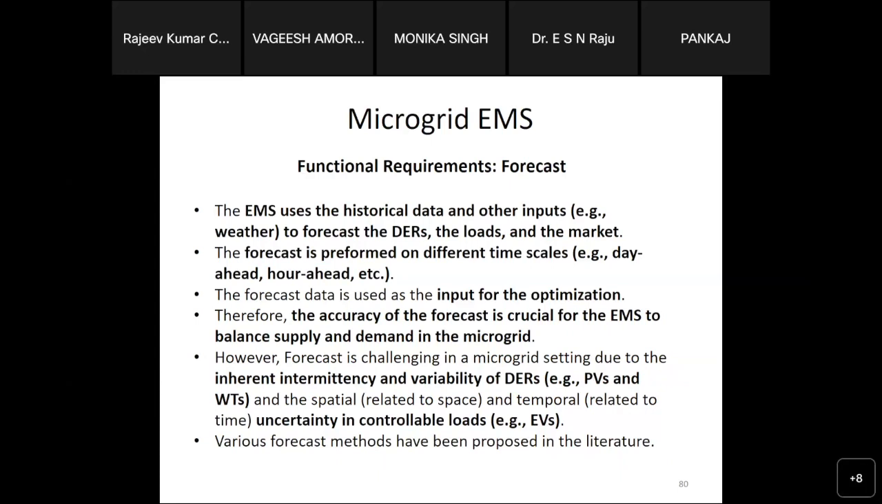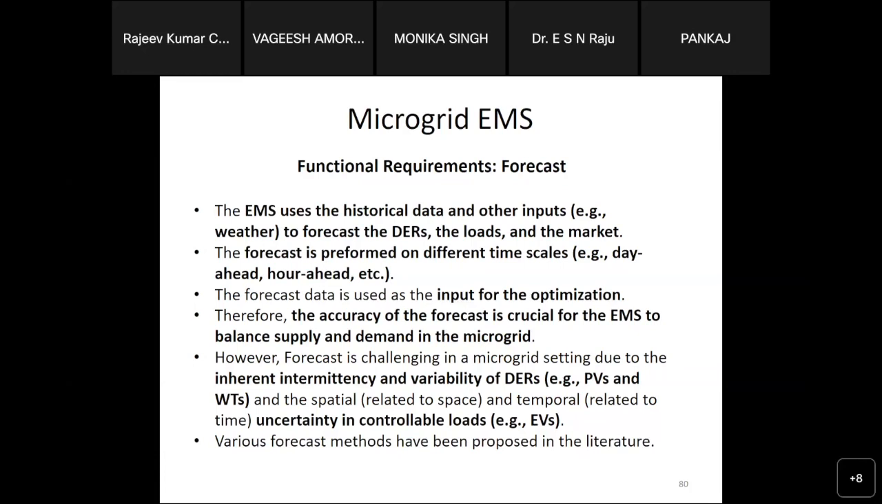However, forecasting is the most challenging thing when we are dealing with renewable sources. These renewable sources have inherent intermittency, and they also have variability. As we can see with PVs and wind turbines, we cannot rely on the historical data of the last 1 year, since we don't know what the weather condition was yesterday and today. It also depends on the temporal factor, that is, the time, and we also have uncertainty in the controllable loads. That is why forecasting is one of the most challenging things in the microgrid when dealing with renewable energy resources.